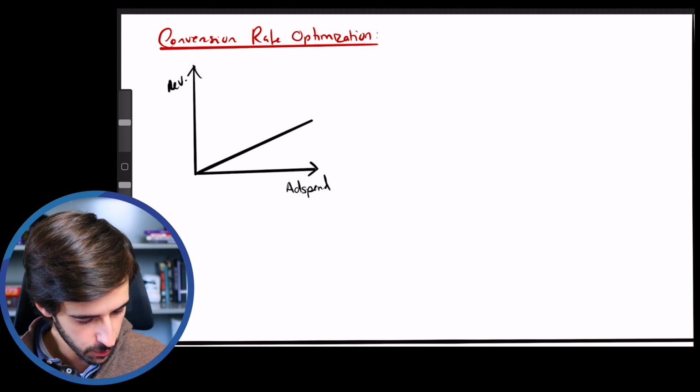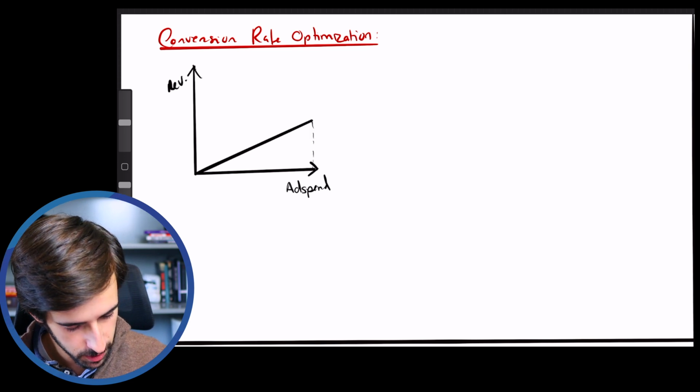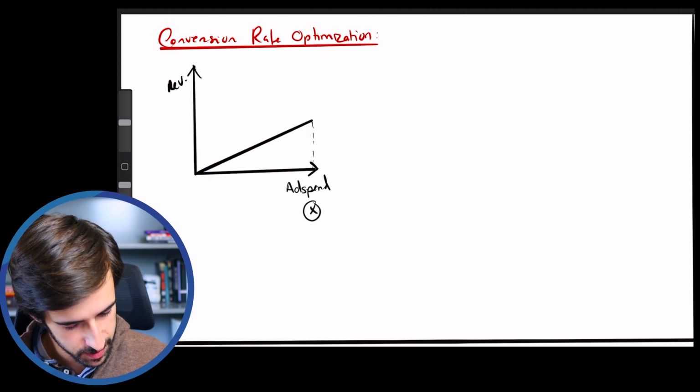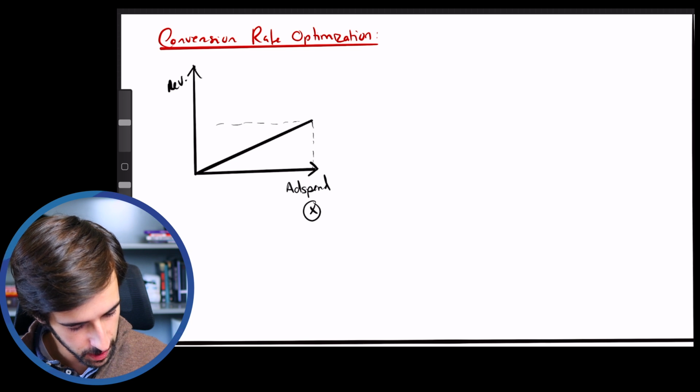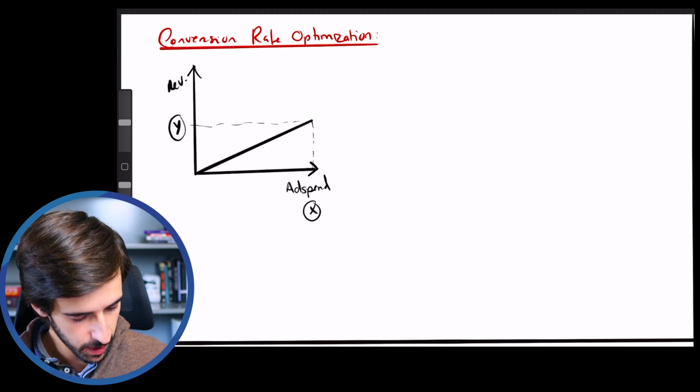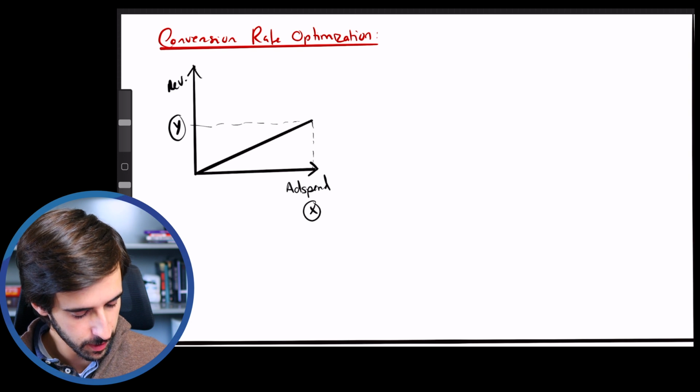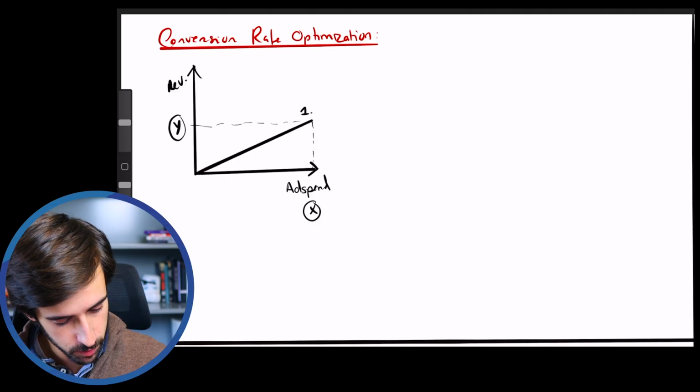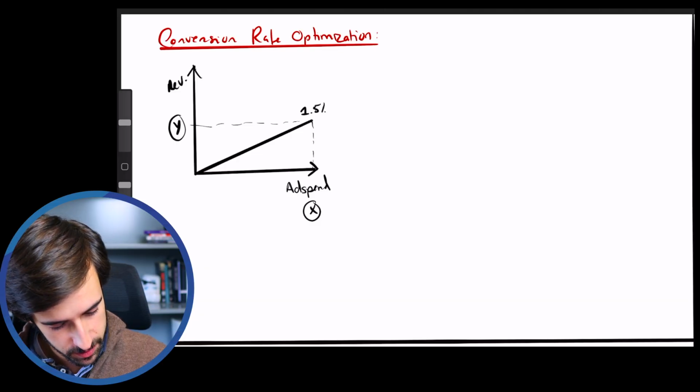So this would be your ad spend right here. We're going to call it the amount X, and this is going to be the revenue that you get from that ad spend, which is the amount Y, right? You spend a certain amount of money, you get a certain amount back. Pretty simple. Now let's say that we have an industry standard conversion rate here of about 1.5%. This is our conversion rate.